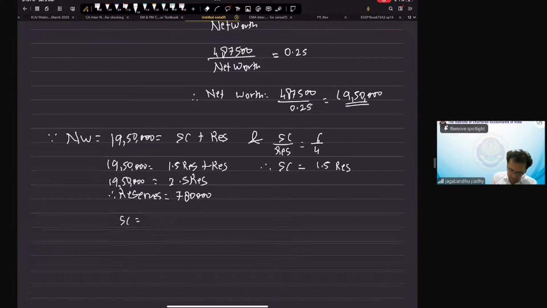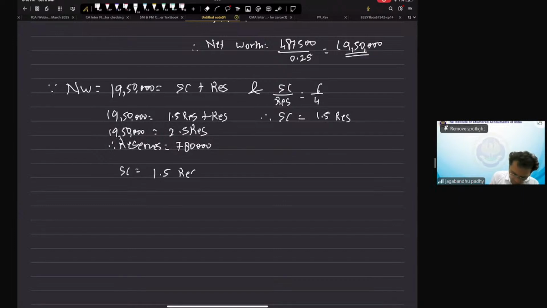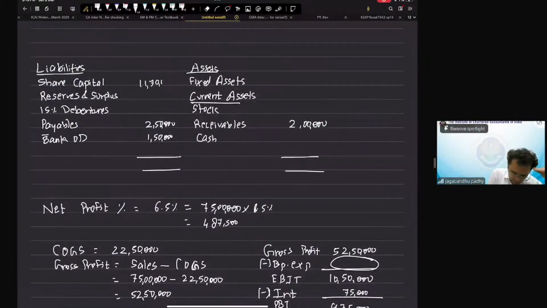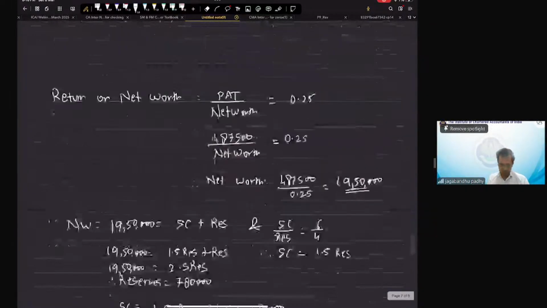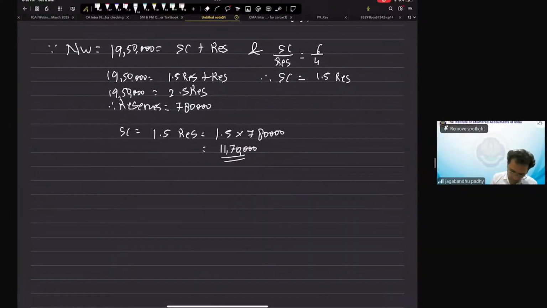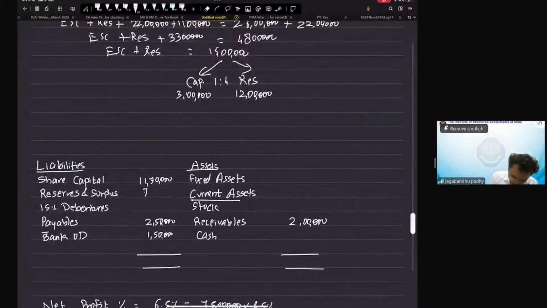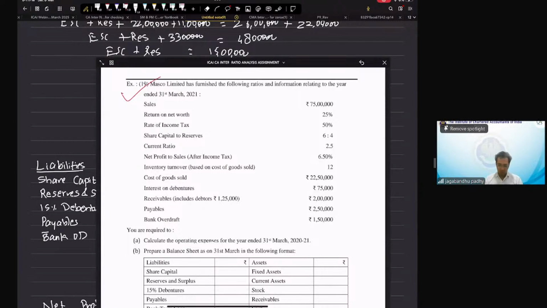And share capital will be 1.5 times of reserves. So 1.5 into 7 lakh 80,000, which is 11 lakh 70,000. We got this filled up as share capital 11 lakh 70,000 and reserves and surplus is 7 lakh 80,000. Okay, that is done.